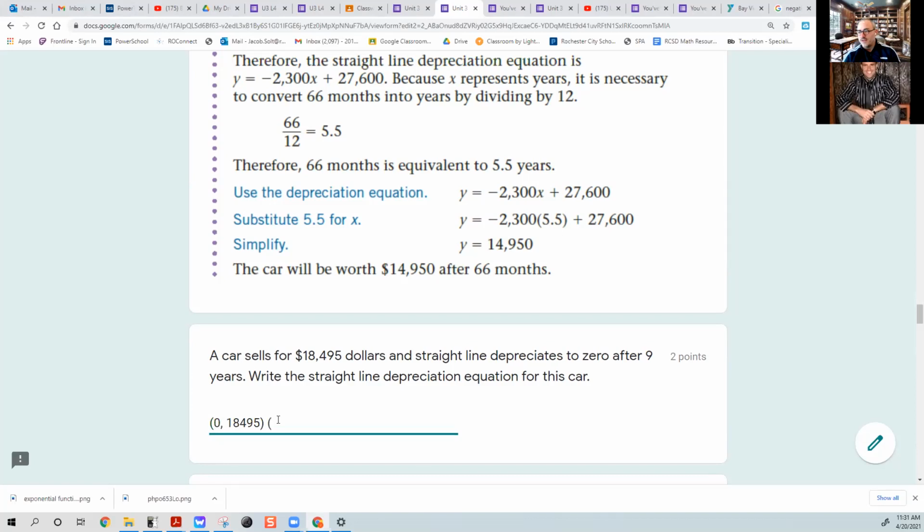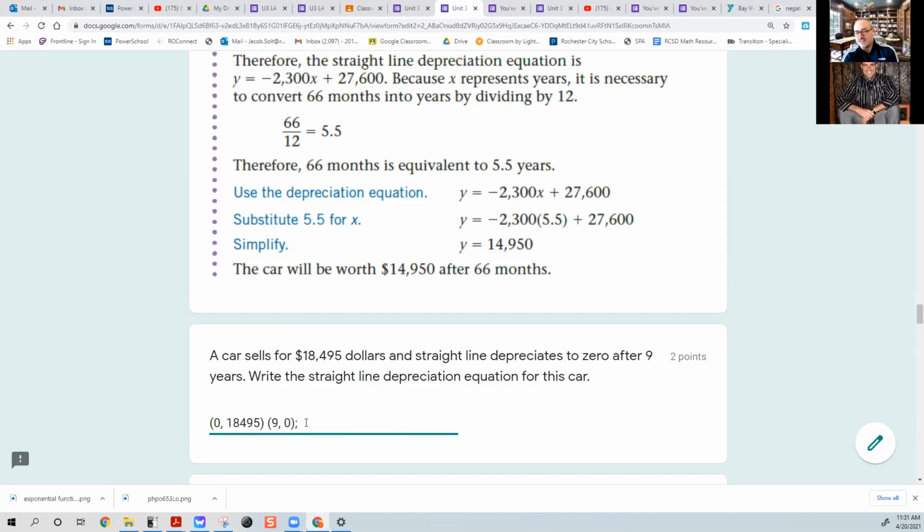All right, now I have another coordinate point. My other coordinate point is when the time is 9 years. So if x is time, then 9 goes in the x position in the coordinate point. And then, of course, the value at the end of this function, it depreciates totally to zero, right? So I have to put a 0 here. All right, those are my coordinate points.